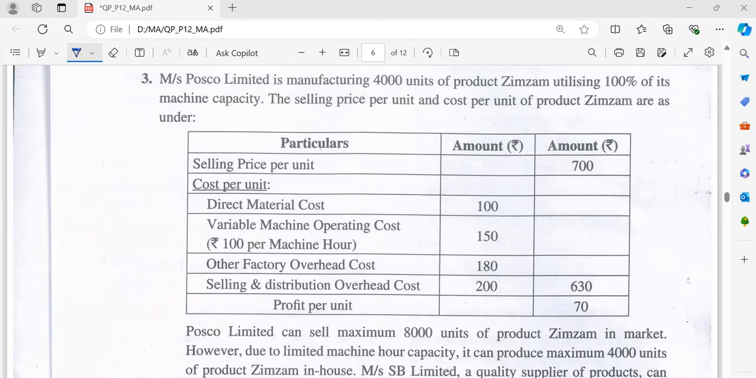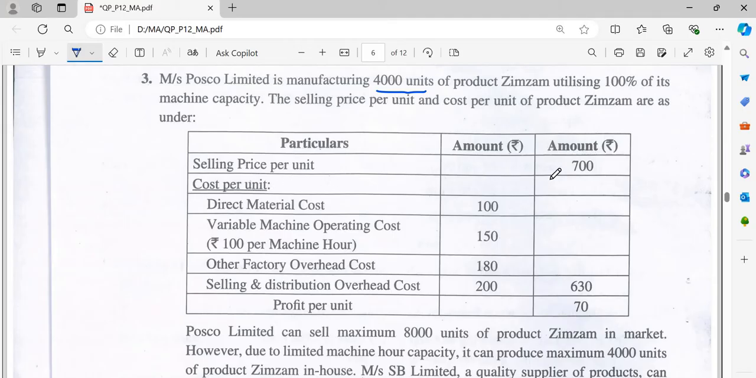So now we are going to see a third question. Pasco Limited is manufacturing 4,000 units of product Zimsam utilizing 100% of its machine capacity. So they are producing Zimsam as 4,000 units, and for that they are utilizing 100% capacity. The selling price per unit and the cost per unit of product Zimsam are as under.